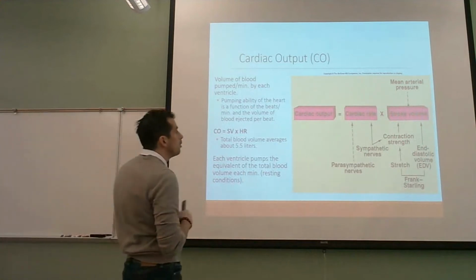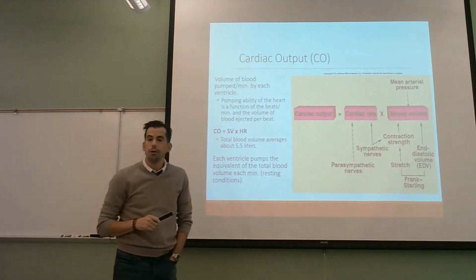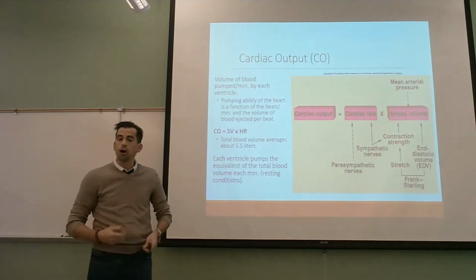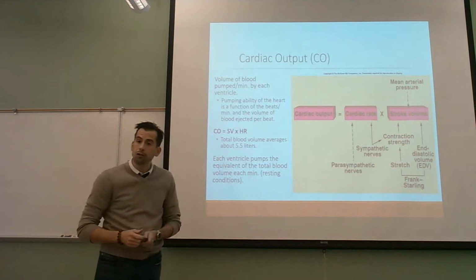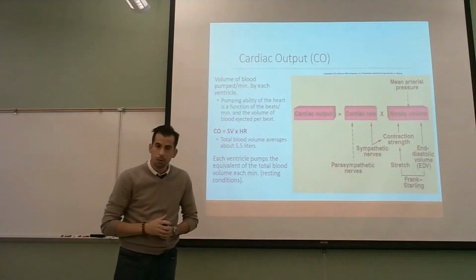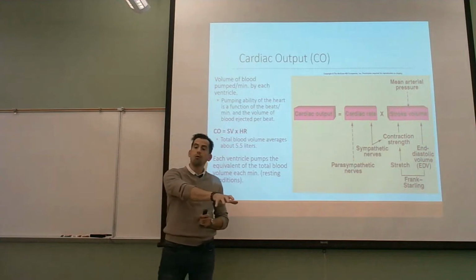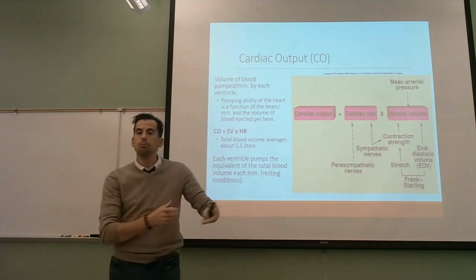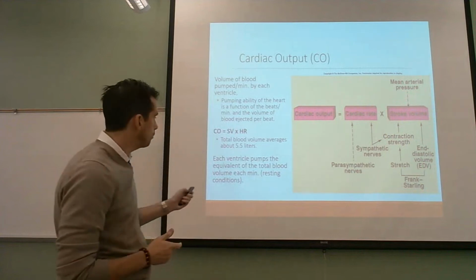And then finally, we've got the mean arterial pressure, the pressure that's already outside the heart, that the heart has to overcome if it wants to move blood in that direction. Blood will only move from a high pressure to a low pressure. So if the arteries have already got a certain amount of pressure in them, we have to overcome that pressure to get blood to move in the direction that we want.